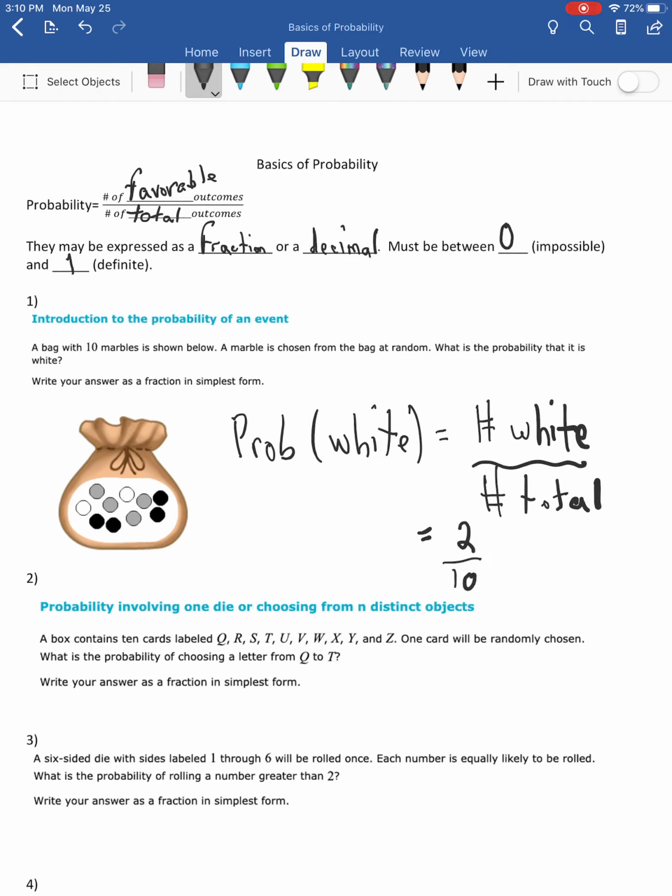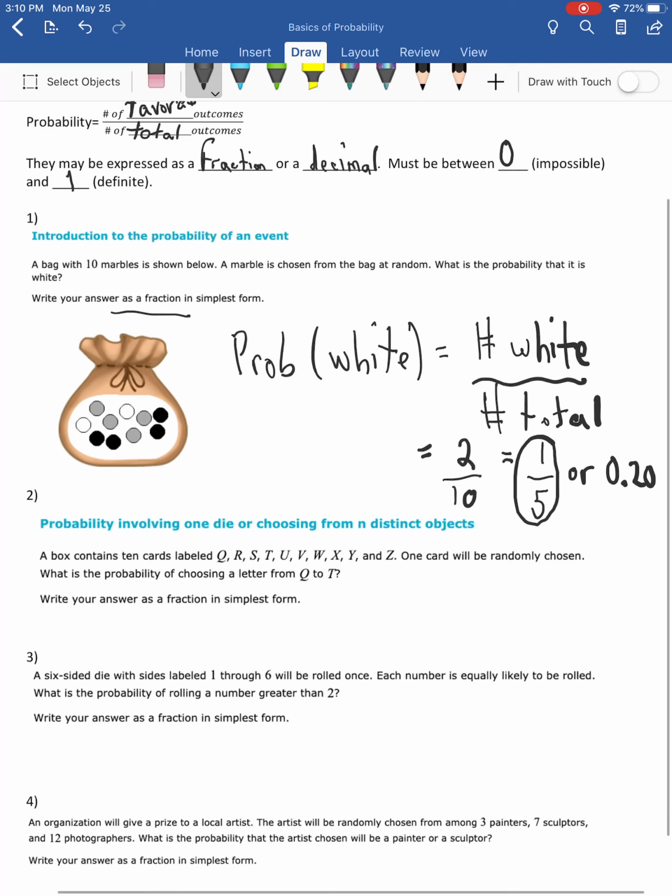Okay, and we always want to simplify our answers. That's going to be 1 out of 5, or if you go to your calculator, that's going to be 0.20 as a decimal. Okay, and actually it specifies as a fraction, so submit your answer like that.